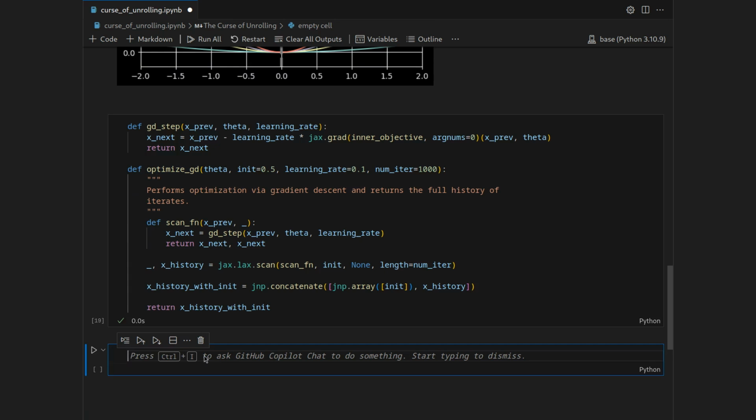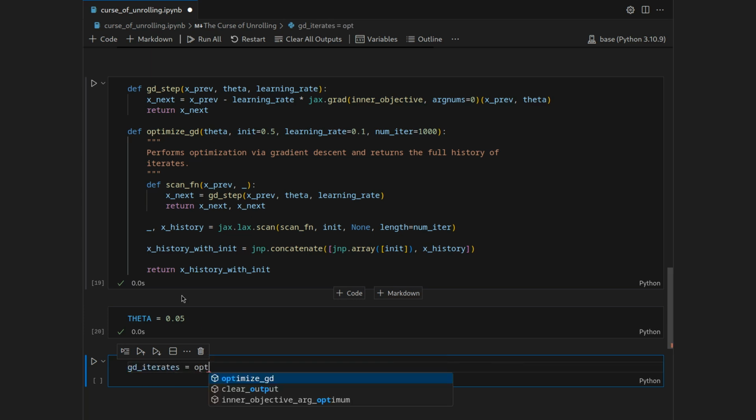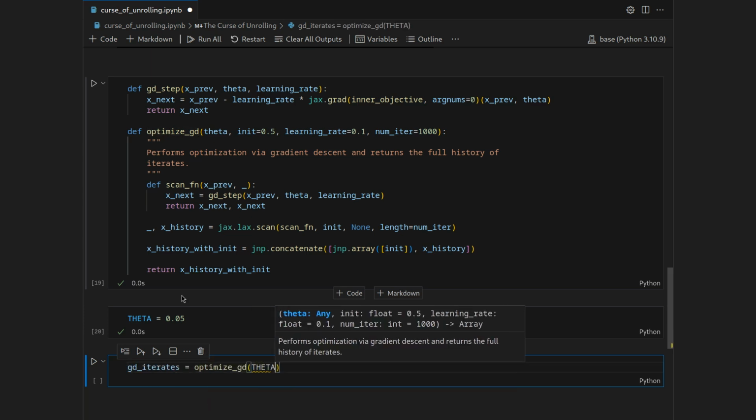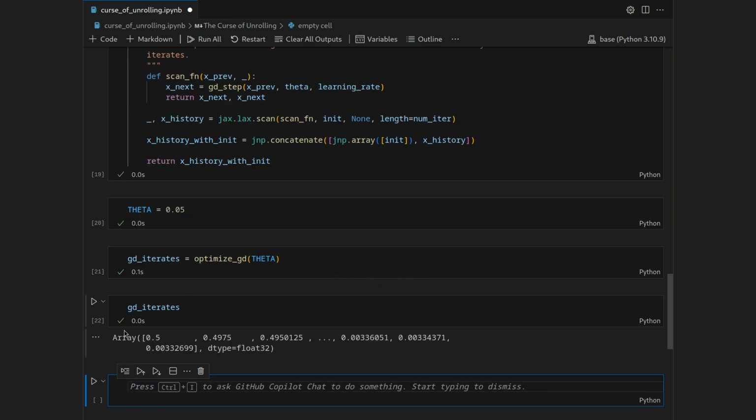Let's fix a theta value and say theta shall be 0.05, and then we can use optimize gradient descent to produce a history of iterates. So let's say gradient descent iterates is optimize gradient descent on theta. Let's take a look at this array. So here we get our array.